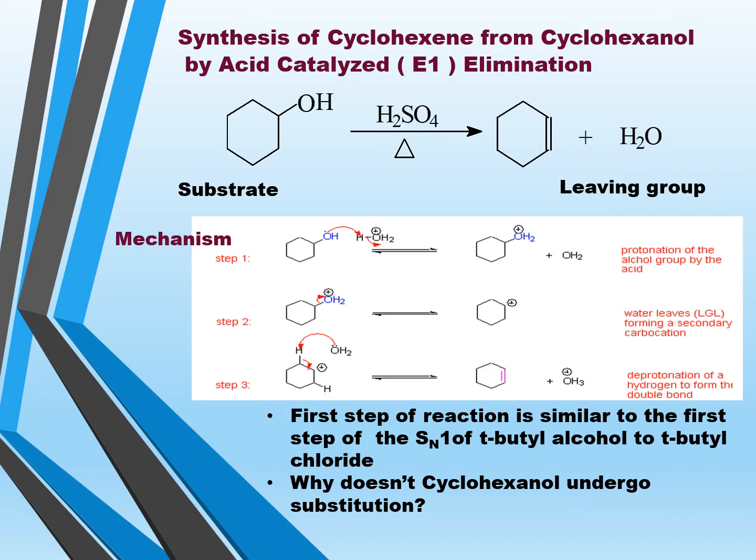So the mechanism is simple. The acid protonates the OH group first, and then the OH group becomes OH2+ and leaves the substrate, forming a secondary carbocation behind. And then you can use the water, or any abstracting group, and abstract the proton, and finally the alkene is formed. It's a three-step process because it's E1 reaction.